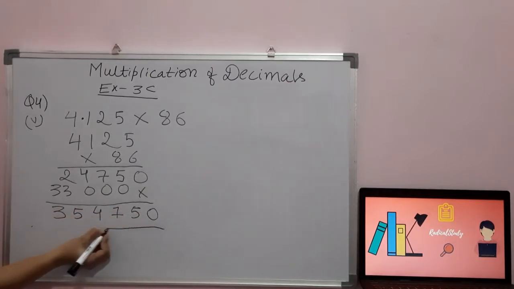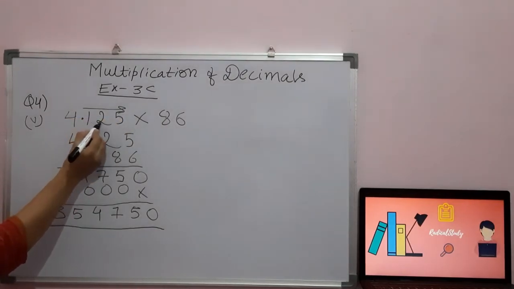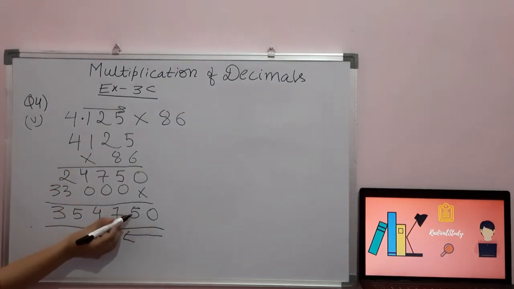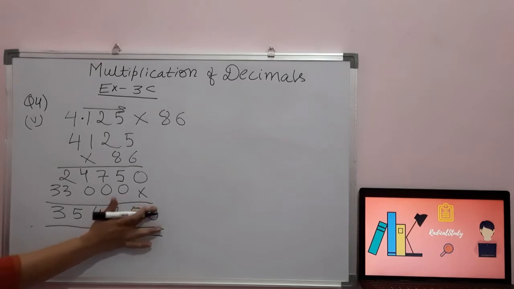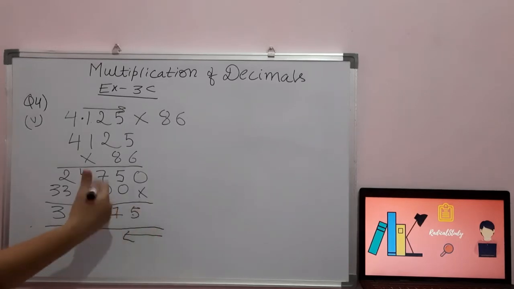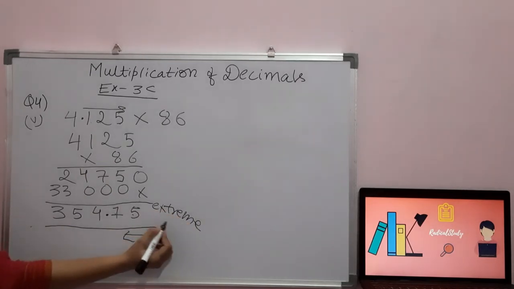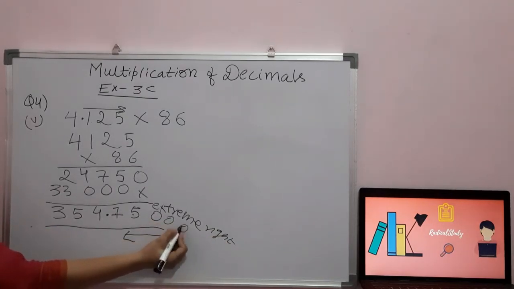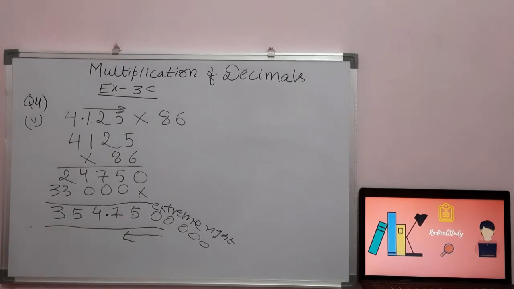This is the answer. Now what we have to do? Count like this after the decimal. 1 2 3. Now we have to come from the right towards the left. 1 2 3. So the answer will be 354.75. जीरो भी लिख सकते हैं या आप इस जीरो को हटा भी सकते हैं, because the zeros at the extreme right, आप वहां पे चाहे जितने जीरो ऐड कर दें. I have already explained you the zeros at the extreme right do not change the value of decimals. We can add so many zeros. So it's totally up to us.